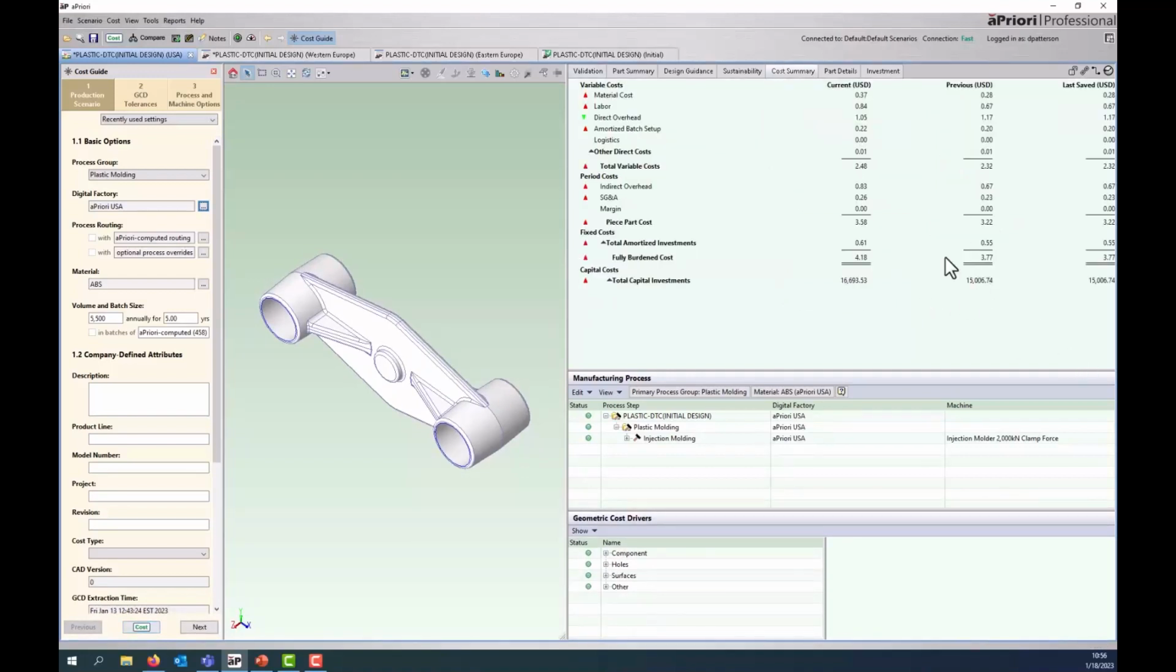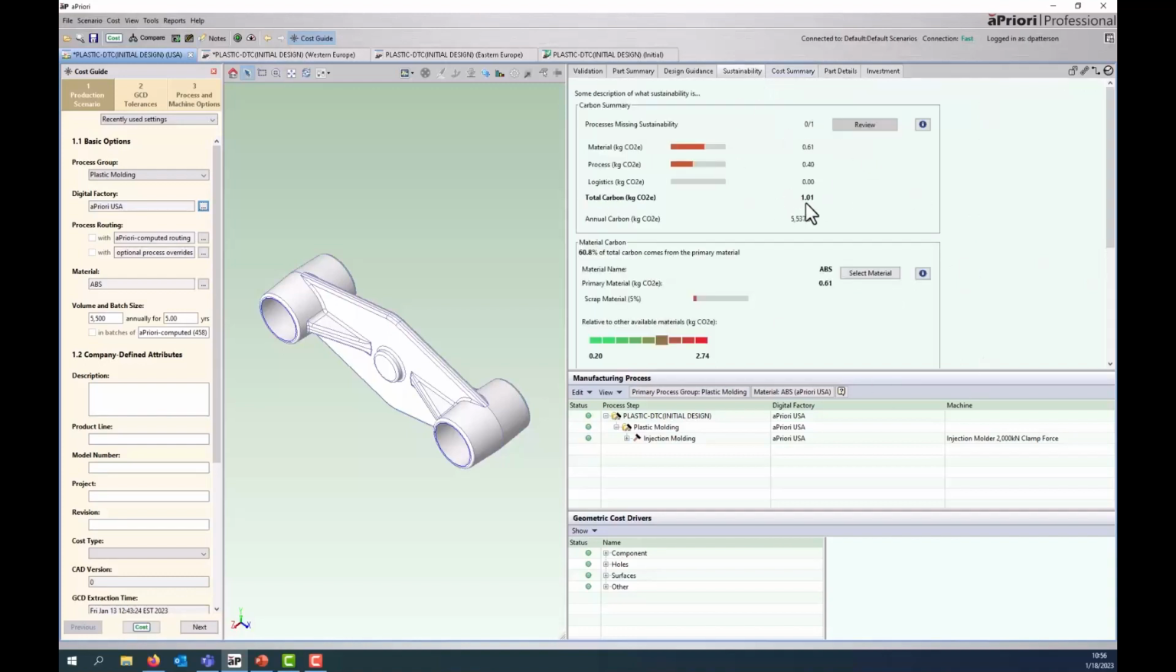Moving from Western Europe to USA, we had another cost increase. We went from $3.77 to $4.18. Then we can check our sustainability. We went from 1.01 in the US currently, and let's compare that back to Western Europe at 0.86. So not only did we have a cost increase by moving this to the US, but we also had an increase in carbon by producing this in the US based off of that regional energy grid.